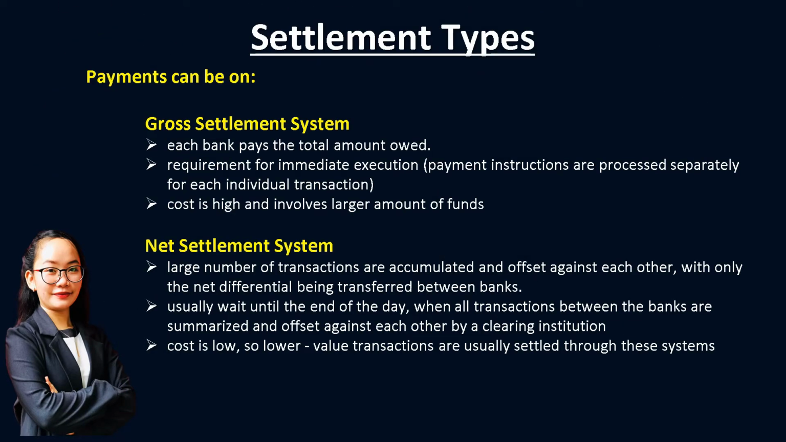Payments can also be on a net basis, where a large number of transactions are accumulated and offset against each other, with only the net differential being transferred between banks. Payments handled through a net settlement system usually wait until the end of the day, when all transactions between the banks are summarized and offset against each other by a clearing institution. The clearing institution then sends the net transfer information to the settlement institution, which executes the transfer of funds between banks. The cost of net settlement transactions is low, so lower value transactions are usually settled through these systems.